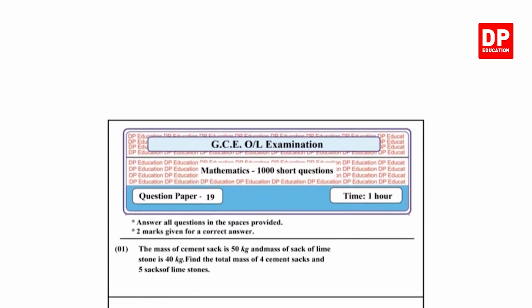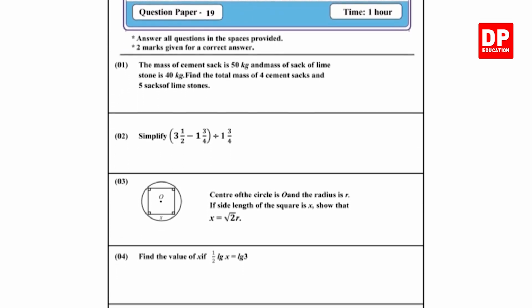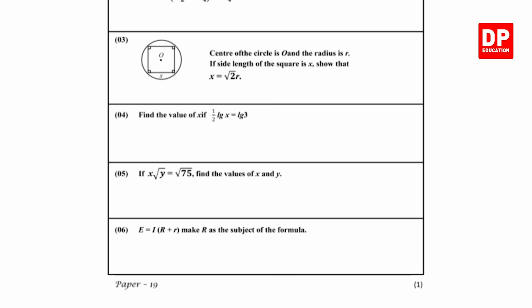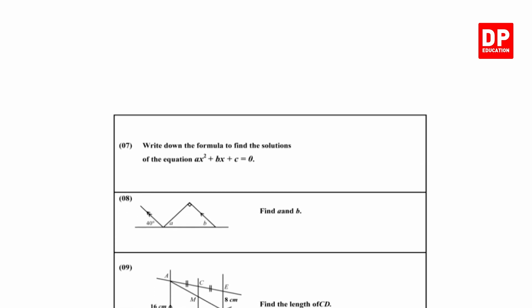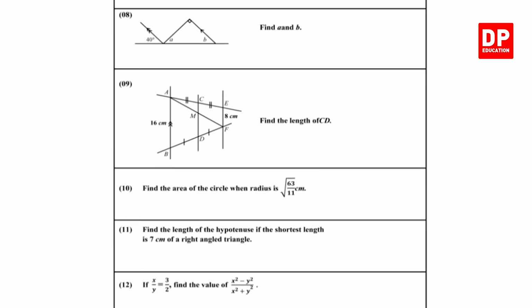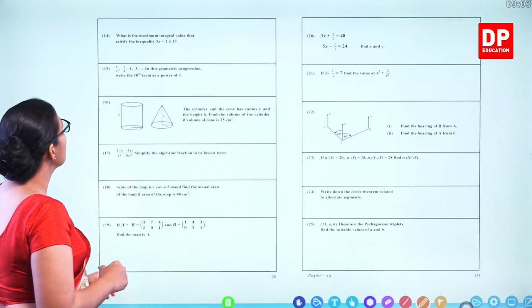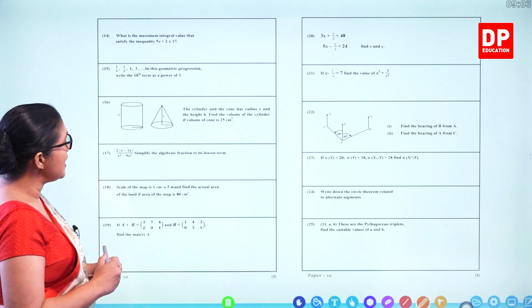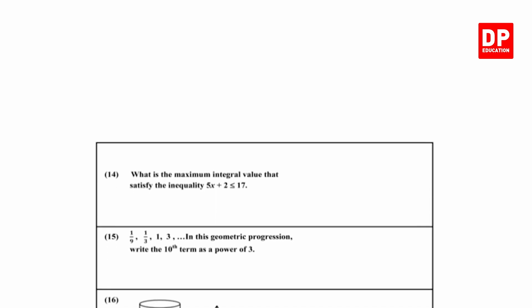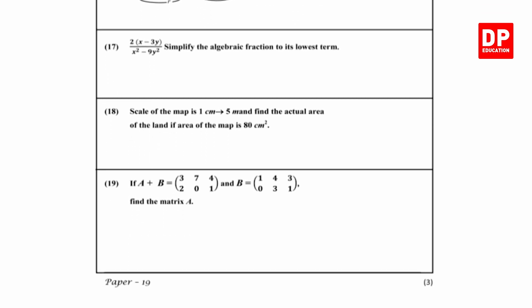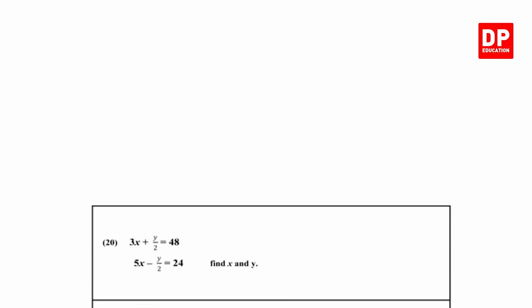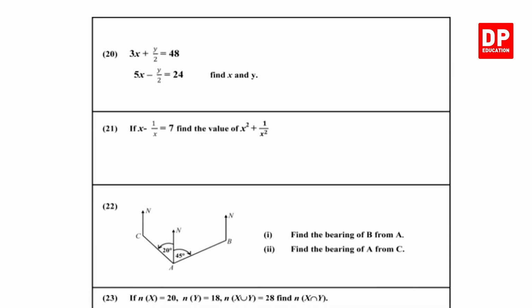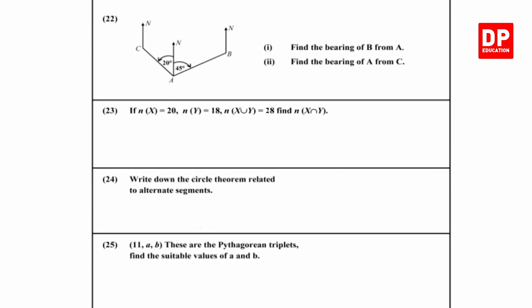Second page you get 7 to 13. Third page you get 14 to 19. And the last page you get 20, 21, 22, 23, 24 and 25.